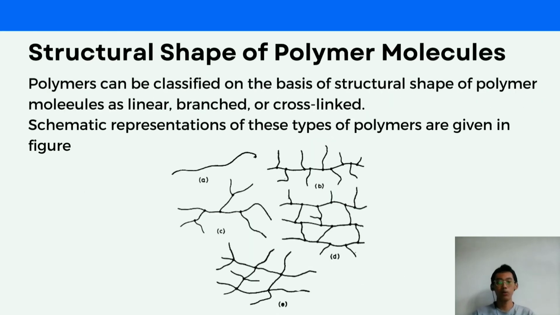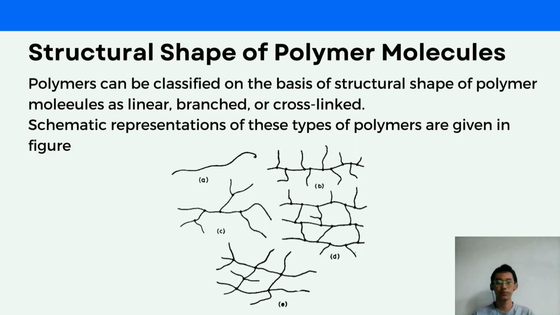Structural shape of polymer molecules. Polymers can be classified on the basis of structural shape of polymer molecules as linear, branched, or cross-linked. Schematic representations of these types of polymers are given in the figure. Schematic representation of linear is A, branched is B and C, and cross-linked is D and E polymers. The branch points and junction points are indicated by heavy dots.